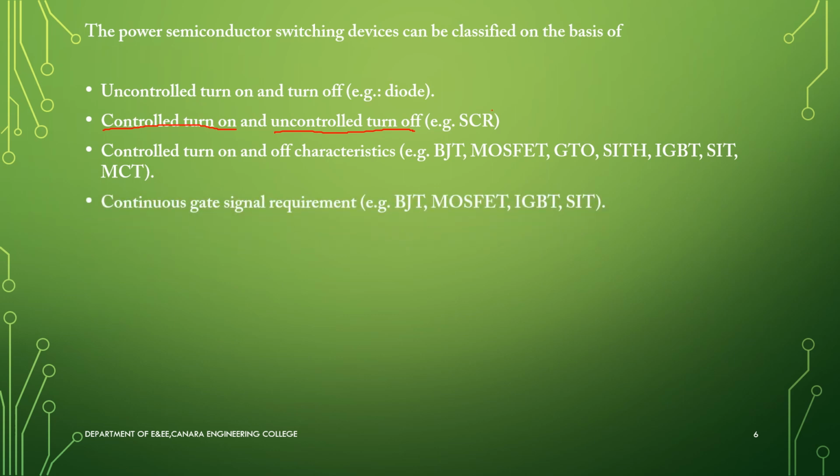Next is controlled turn on and turn off. So under the thyristor family we have GTO, SITH, wherein on applying a positive signal to the gate it will turn on. If you apply a negative signal to the gate it will turn off. Similarly, BJT, MOSFET, IGBT and static induction transistor, if you apply a continuous base signal it will turn on. If you remove the base signal it will turn off. So controlled turn on and turn off characteristics is for these semiconductor devices.